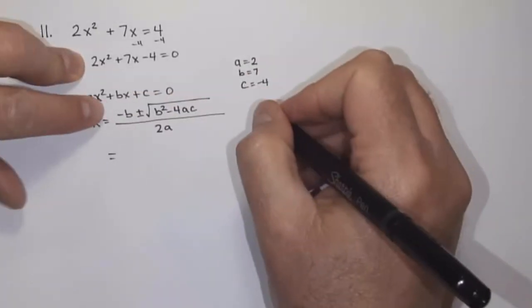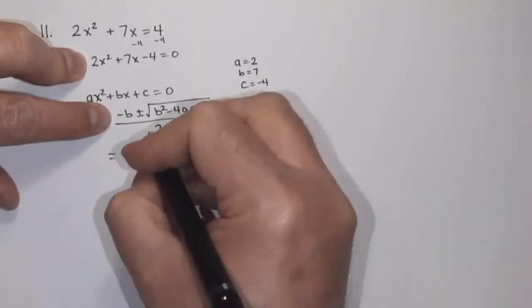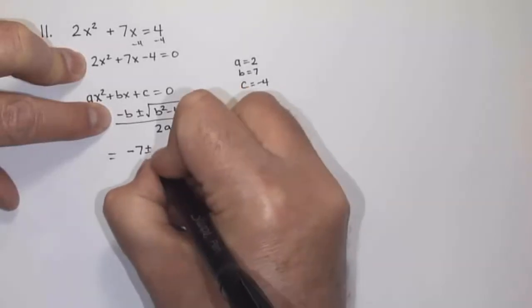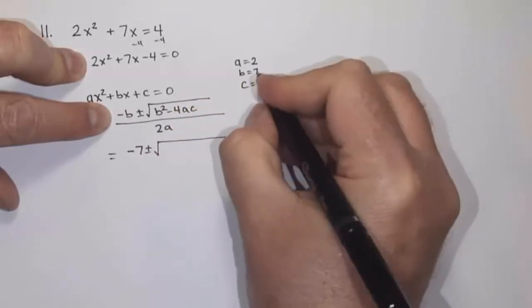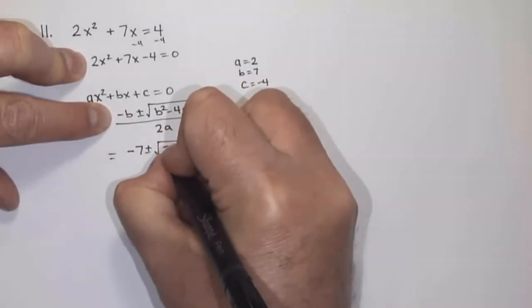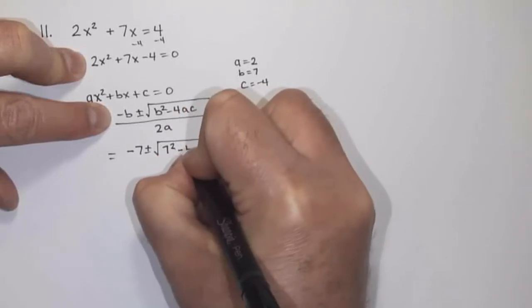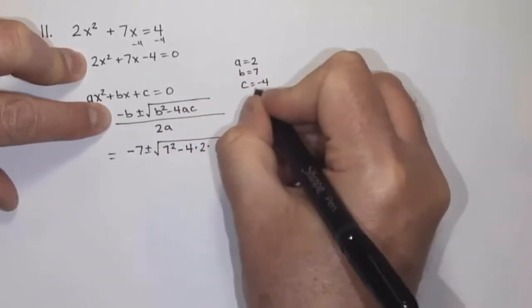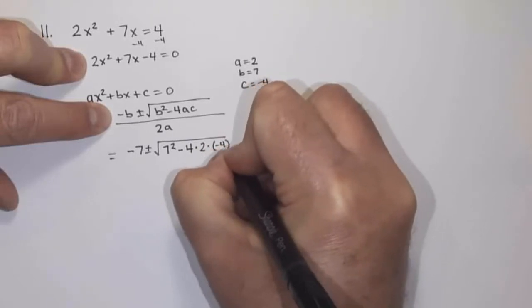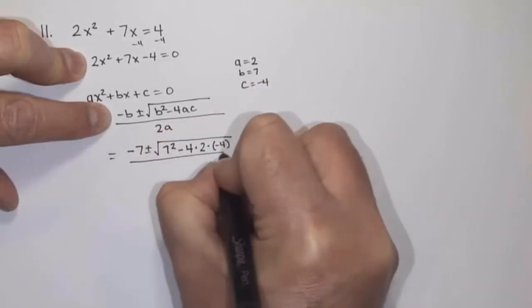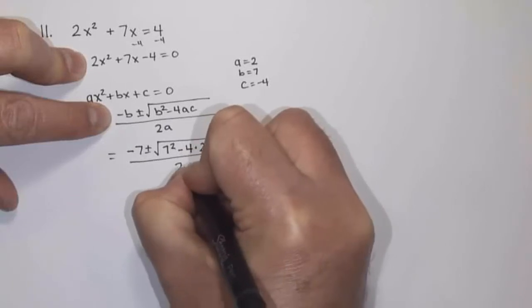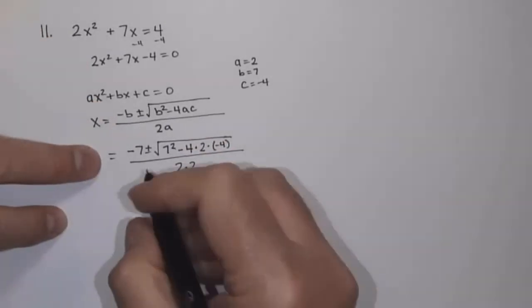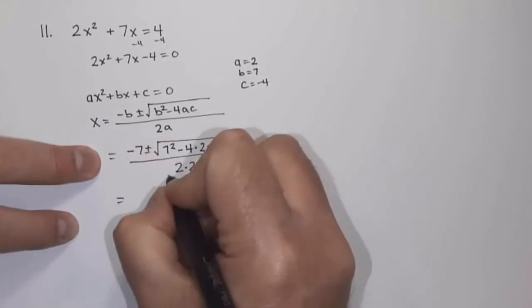So substituting these values in, negative B is going to be negative 7, again because B is 7, plus or minus the square root, B squared, so that's 7 squared, minus 4 times A, which is 2, times C, which is negative 4, and that's all over 2 times A, which is 2. Okay, so now we need to simplify.